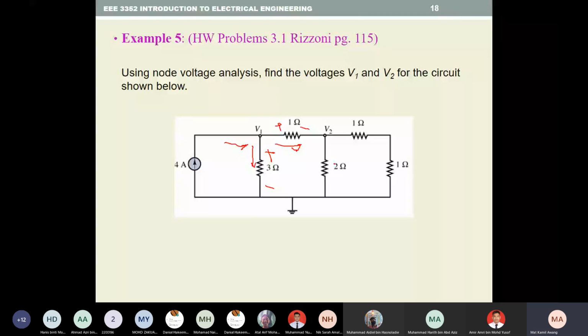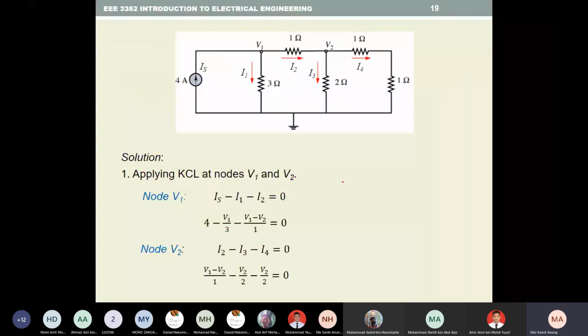The second equation for this, simple, I just show here. So basically I has IS minus I1 minus I2. So 4 minus V1 over 3 minus V1 minus V2 over 1 equal to 0. So this is the first node. The second node, I have I2 minus I3 minus I4. What is I2? I2 is V1 minus V2 over 1. What is I3? Minus V2 over 2. What is I4? Minus V2 over 1.